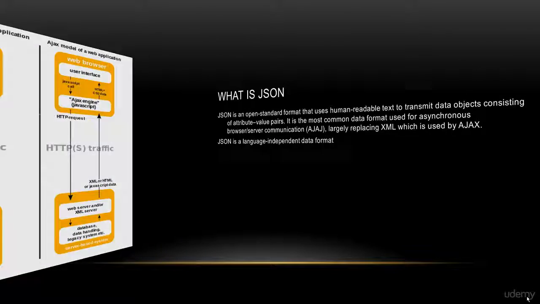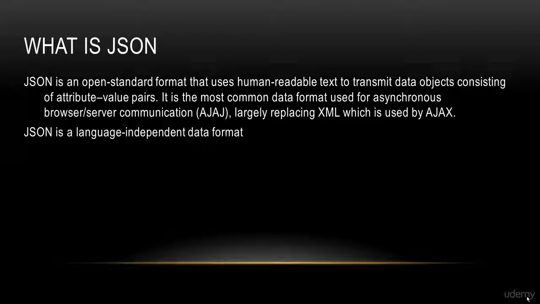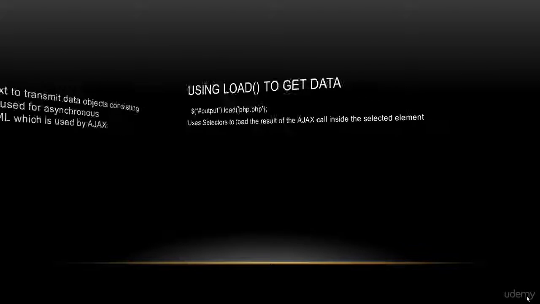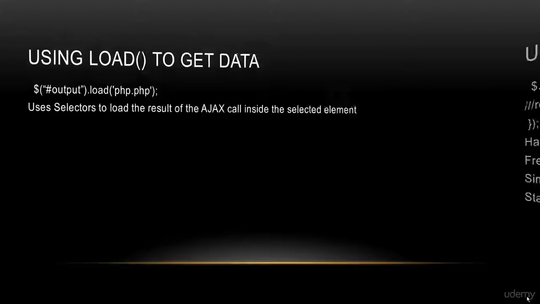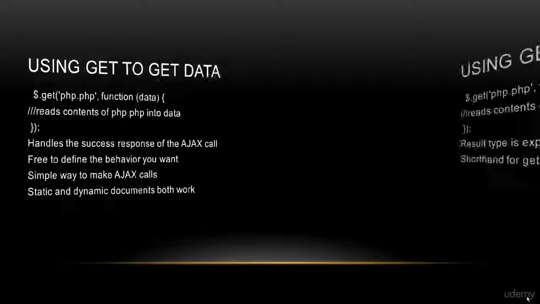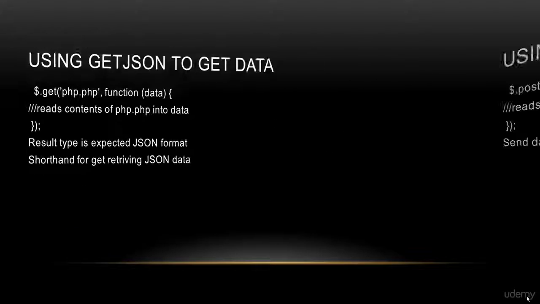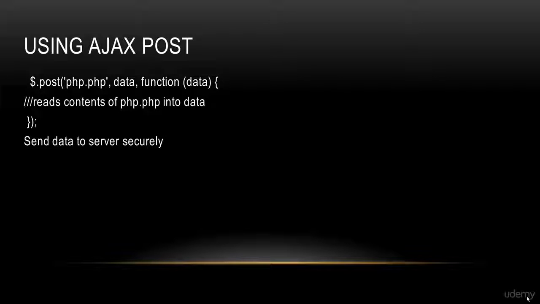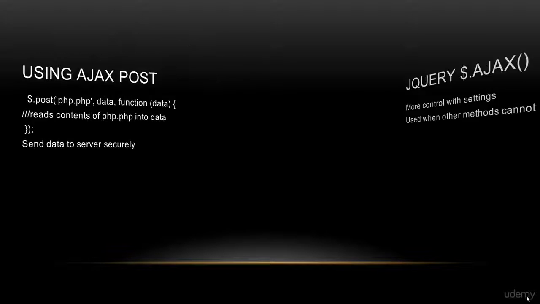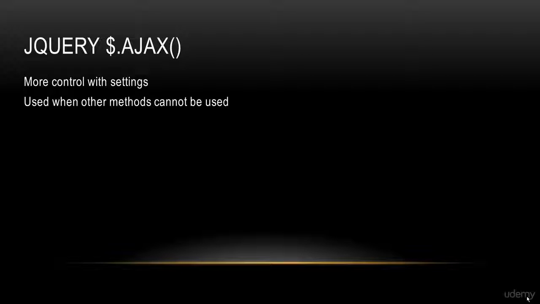So this is some information about AJAX in general, and then we're also going to look at JSON, because JSON really is one of those favorite ways of transferring data and accessing all of those data objects within your JavaScript. So we're going to look at loading content, then we're going to look at getting content. We're also going to be looking at getJSON specific methods. We're also going to be looking at posting that information, and then of course using the AJAX method in jQuery.